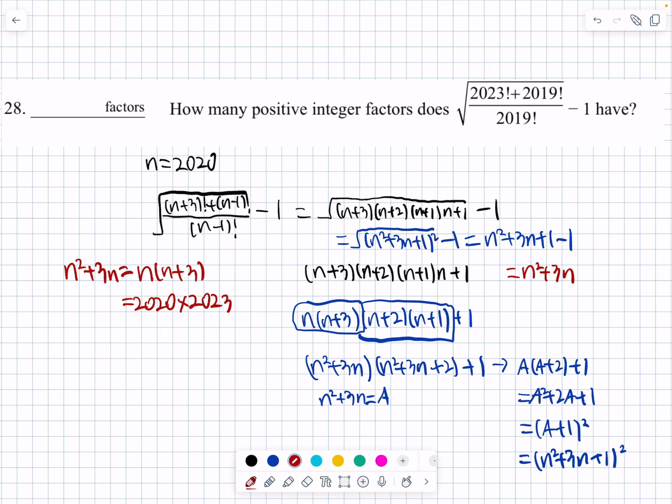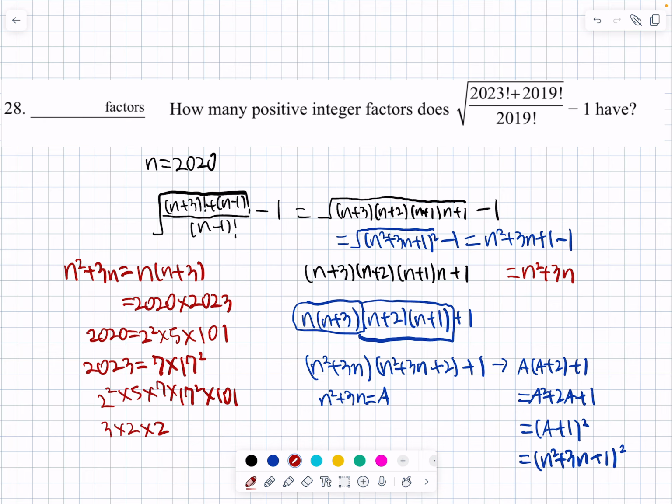Now let's factorize each number. 2020 is 2 squared times 5 times 101. 2023 is 7 times 17 squared. If we multiply these values, it will be 2 squared times 5 times 7 times 17 squared times 101. Therefore, the number of positive integer factors of this is 3 times 2 times 2 times 3 times 2, which equals 9 times 8, and that's 72.